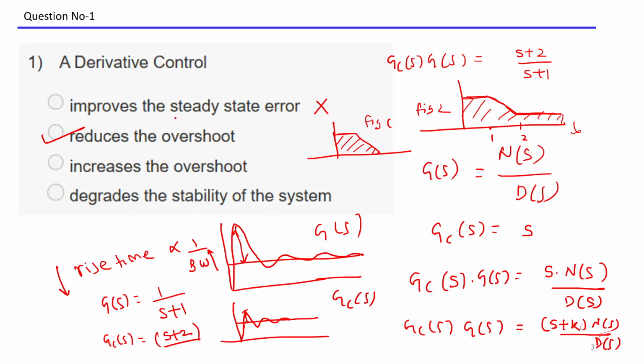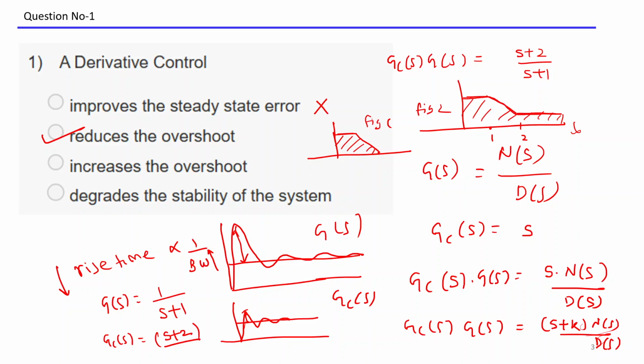And regarding steady state error, whenever an error term comes into the picture, you should always think that there is something like a PI controller, or proportional plus integral controller, rather than derivative.